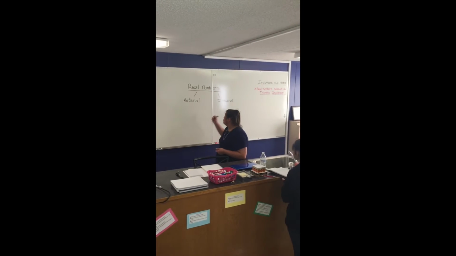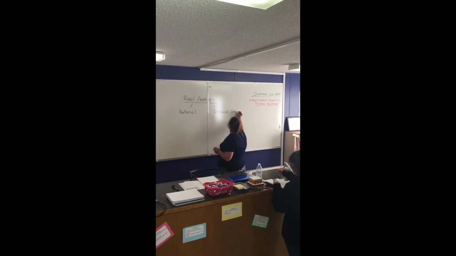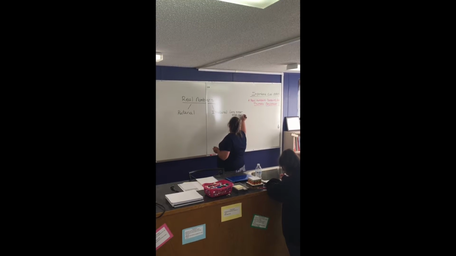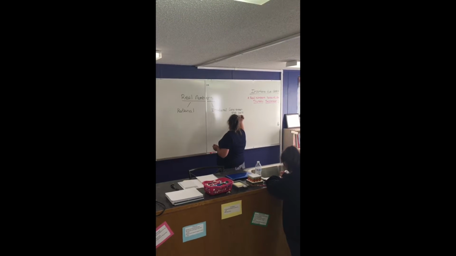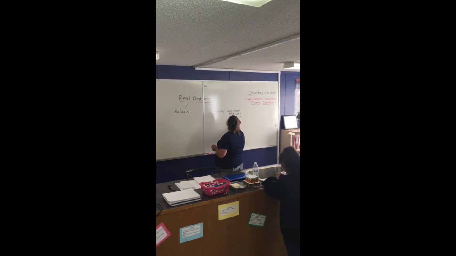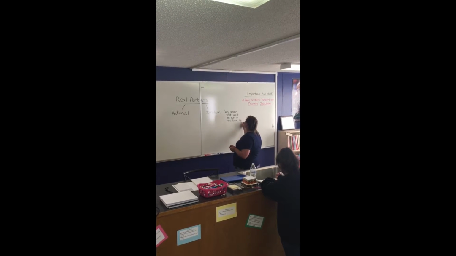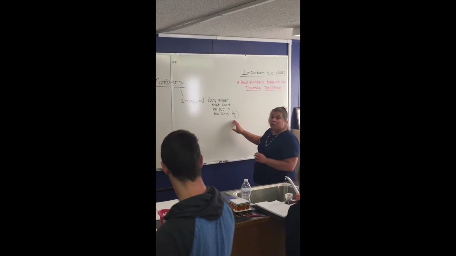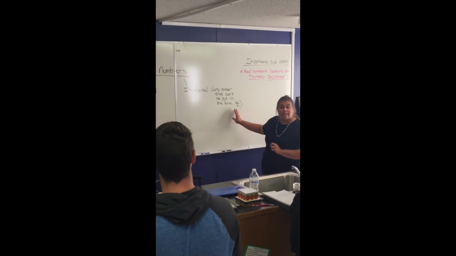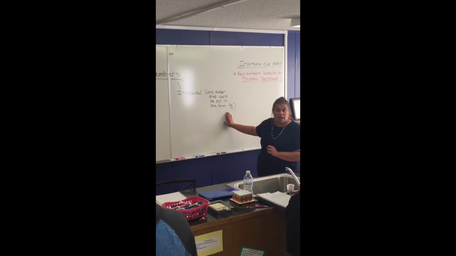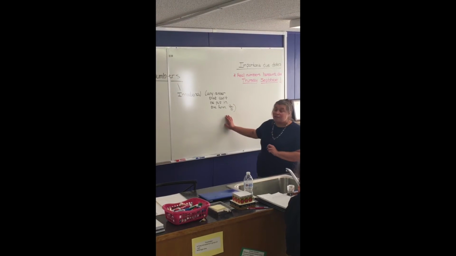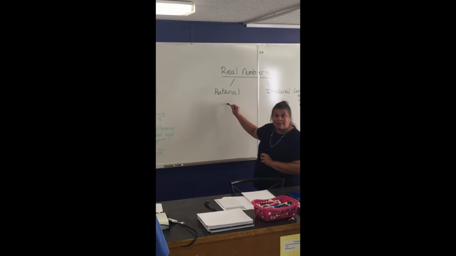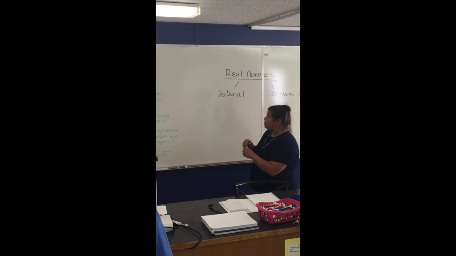The irrational numbers are any number that can't be put in the form A over B. So he used the word fraction. So in kid-friendly language, it's any number that can't be a fraction. Okay? That can't be put in fraction form. And that's important. Okay? That means rational numbers must be numbers that can be put in the form A over B. Okay? So let's define that now.